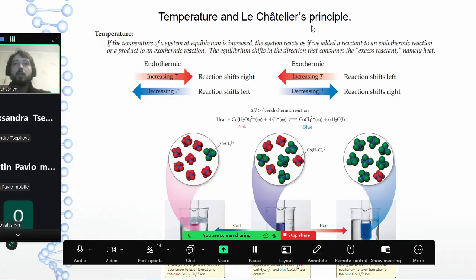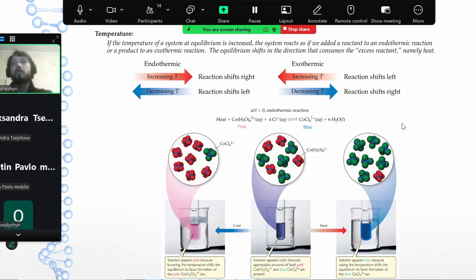Temperature and the Le Chatelier principle. So if a temperature of a system in equilibrium is increased, the system reacts as if we added a reactant to an endothermic reaction or a product to an exothermic reaction, and the equilibrium shifts in the direction that consumes the excess reactant. So here is an example. So we have endothermic reaction.